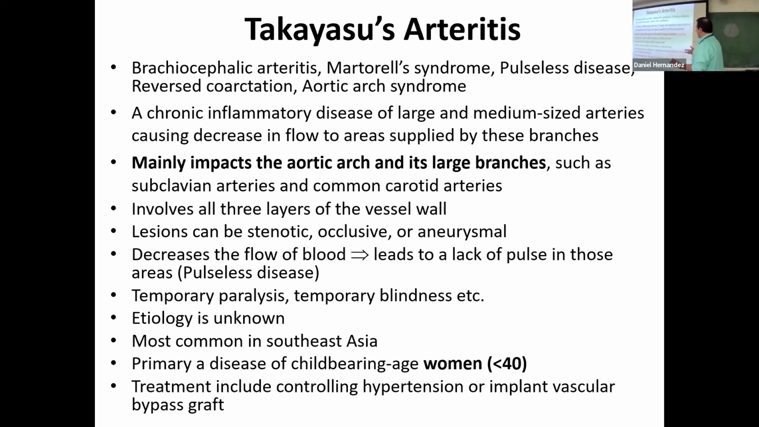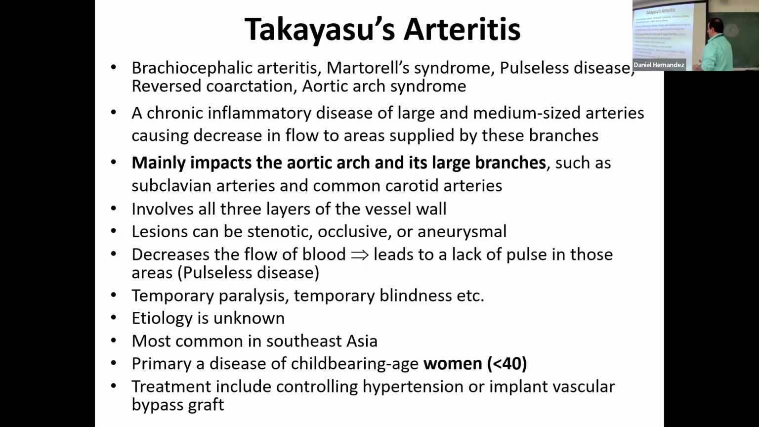This involves thickening of all three layers of the vessel. Lesions can be stenotic, so there can be narrowing of the vessel. It can even become occluded as well. So if that swelling is so severe, it can completely close off the vessel. And these vessels can also become aneurysmal.